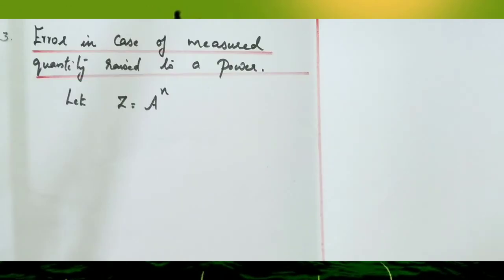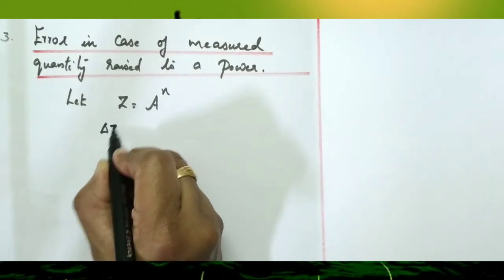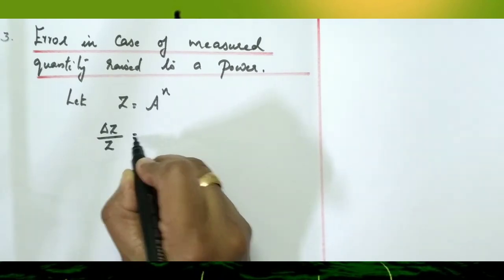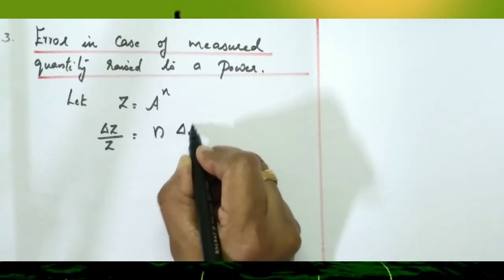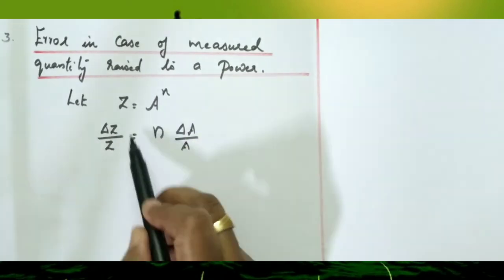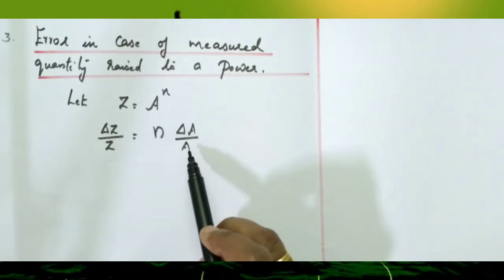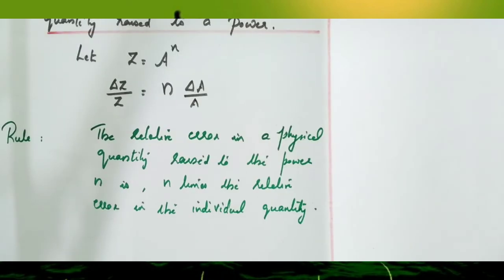The third rule is the error in case of a measured quantity raised to a power. For example, let Z equal A raised to n. Now, what is the error in Z? That is the relative error. The relative error in Z is equal to n times the relative error in A. So if Z is equal to A raised to a power, then the relative error in Z is equal to the power times the relative error in that physical quantity. Hence, the rule is: the relative error in a physical quantity raised to the power n is n times the relative error in the individual quantity.